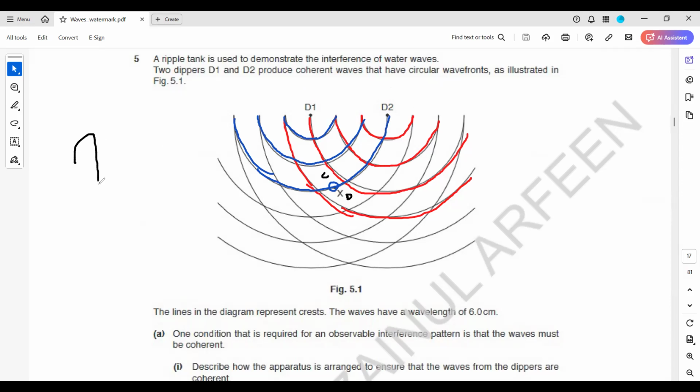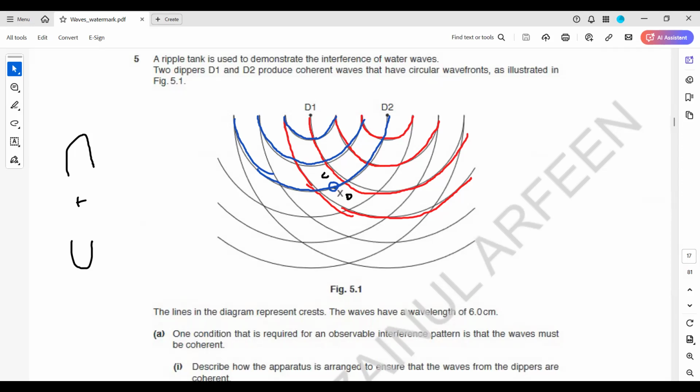Because of D1, it's a crest at point X. But because of D2, it is a trough. So if a crest is joining with a trough, what kind of interference will they have? They will have a destructive interference. Why destructive interference? Because the crest is joining with the trough.